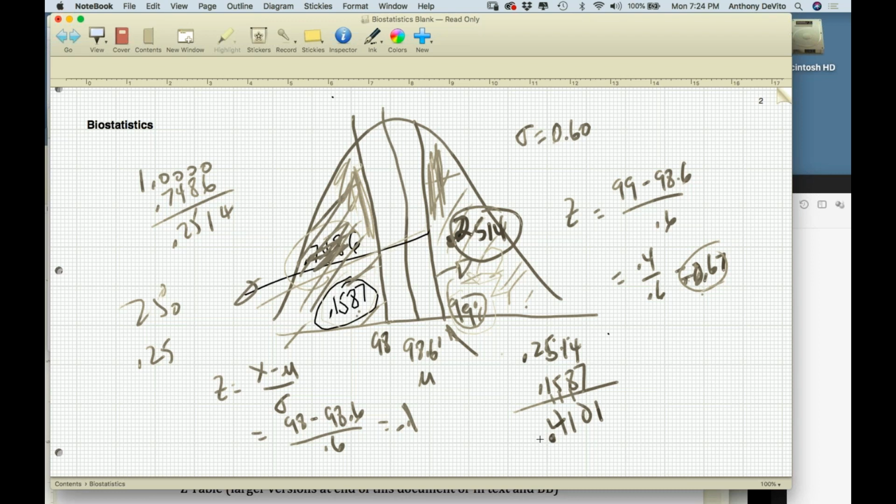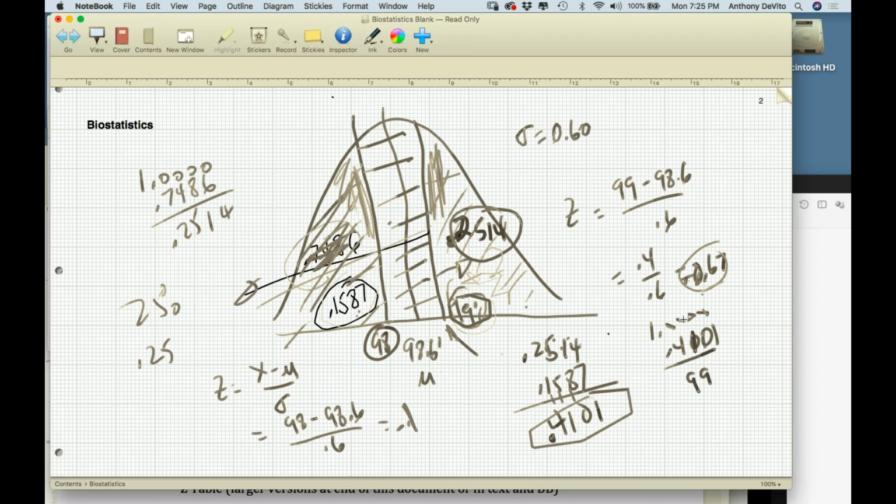That's pretty interesting. And the last question was, what's the probability that you would randomly choose someone that's between 98 and 99 degrees? In other words, this area that's left in here. Well, we know that this accounts for everything but that area. So I can just take 1.000 and subtract 0.4101, and that's going to give me 9 and 9.